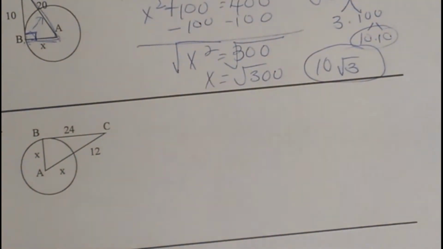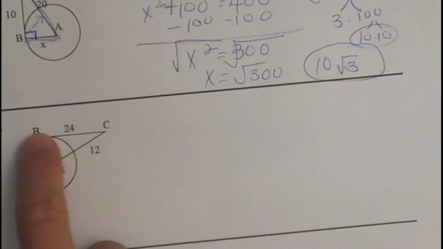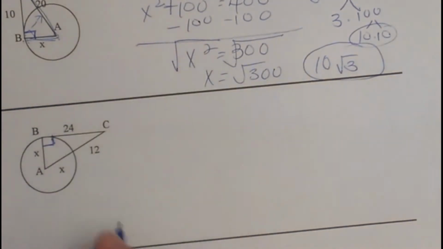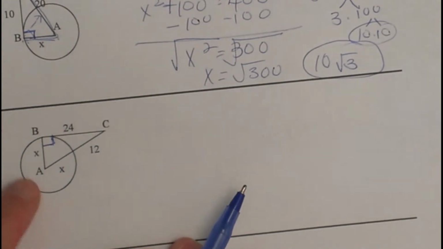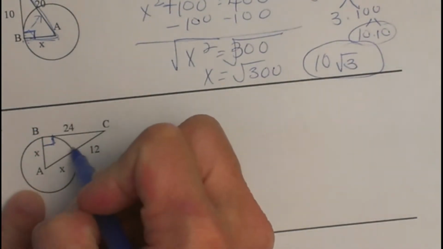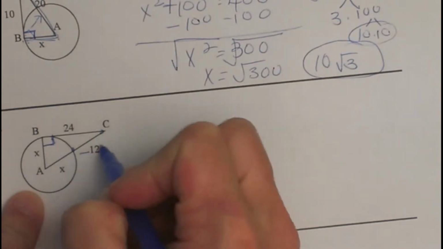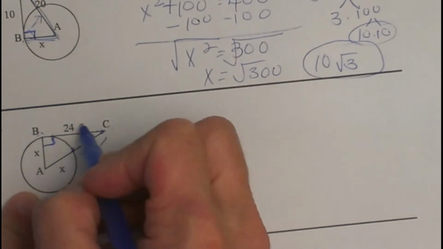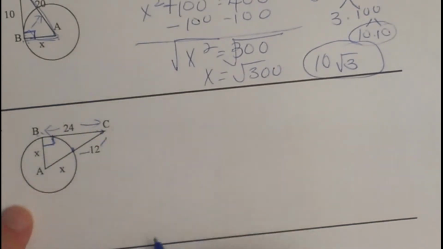Okay, number 3, first thing I want to do is figure out where's my right angle. Well, here's my radius, here's my line of tangency, and so my right angle is again going to be at B. Okay, this time I have different information. All I know is my radius is x, and the distance from the circle to C, that part is 12. And then B to C, that side is 24.